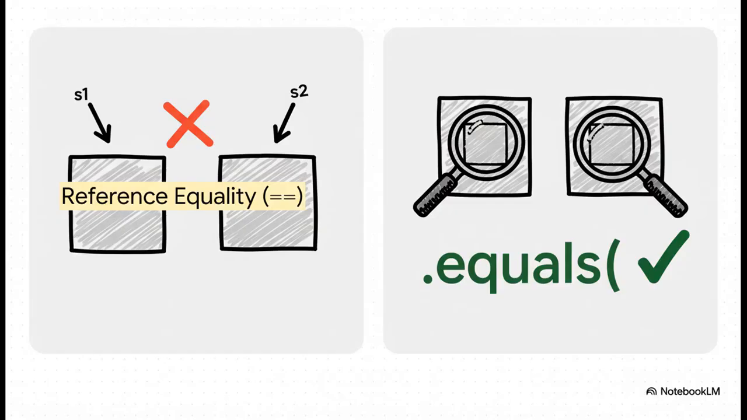This slide right here, this gets to the absolute heart of it. The double equals operator, ==, checks for what we call reference equality. It's basically asking, hey, are these two variables pointing to the exact same spot in memory? It cares about the address. The .equals method, on the other hand, checks for value equality. It's asking a totally different question. Do these two things hold the same content? For a string, that just means, do they have the same characters in the same order?